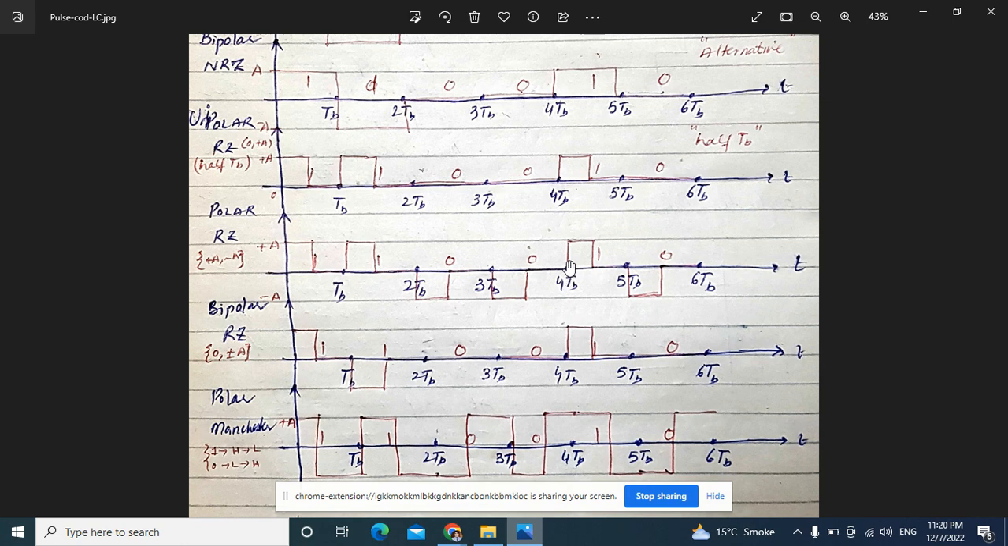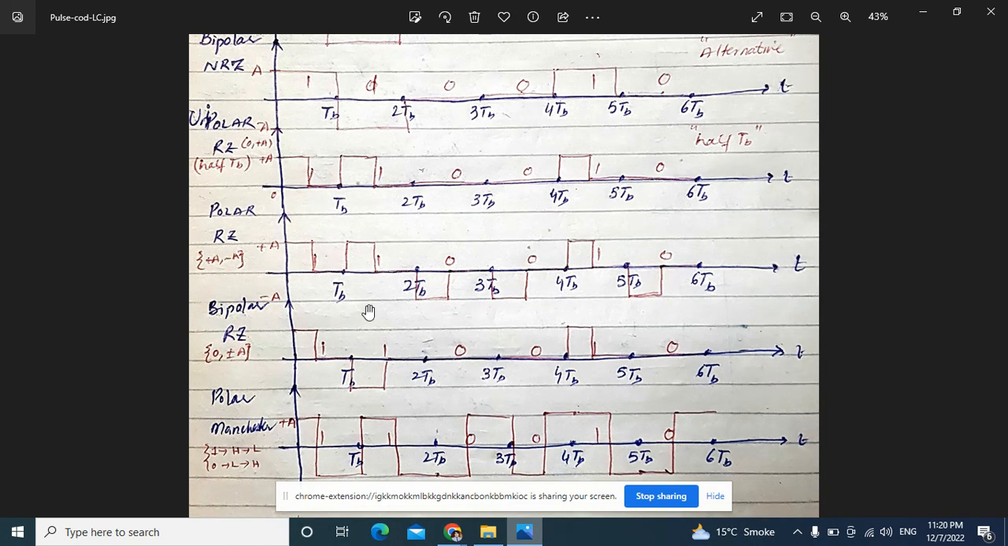The fifth bit is 1, so you apply positive A for the first half of the bit duration and 0 for the next half. The sixth bit is again 0, so you apply negative A for the first half of the duration and 0 for the other half.